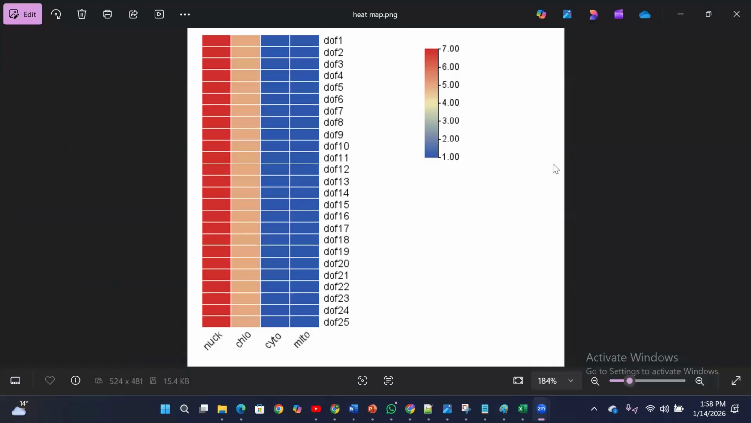A heat map in subcellular localization analysis visually represents the predicted distribution of proteins across different cellular compartments, such as the nucleus, cytoplasm, mitochondria, chloroplast, or endoplasmic reticulum. Each row typically corresponds to a protein, while each column represents a specific organelle or cellular compartment. The color intensity in each cell reflects the probability or confidence score of the protein localizing to that compartment, with darker or more saturated colors indicating higher likelihood.